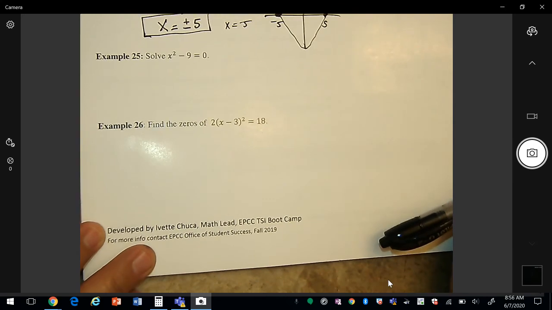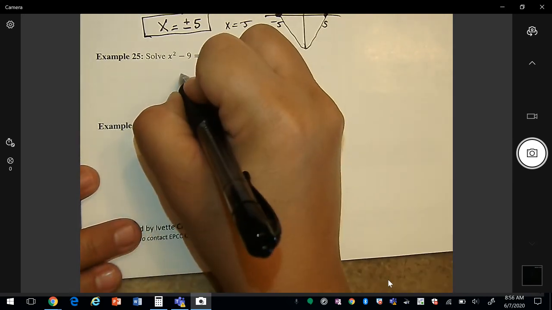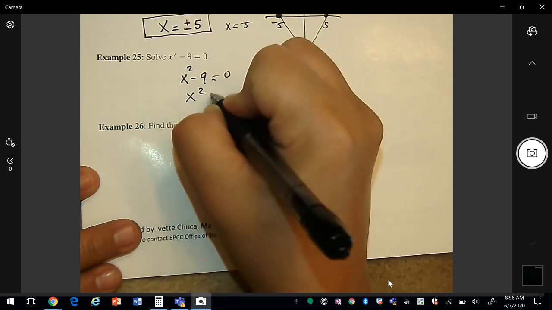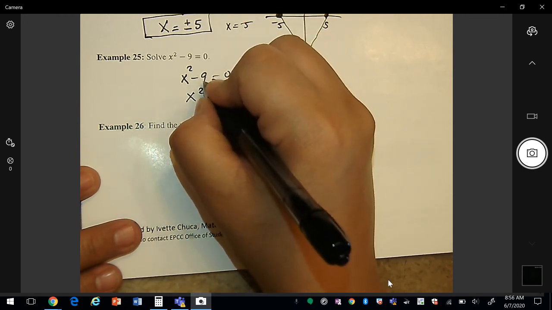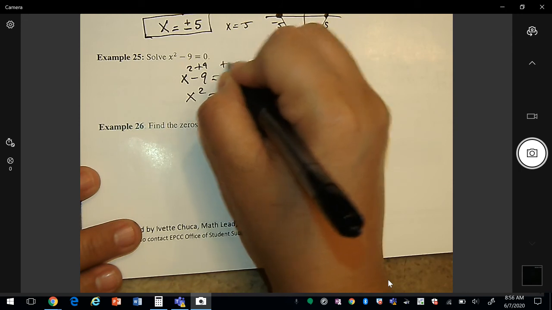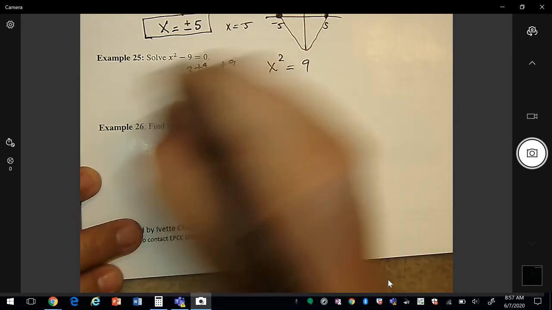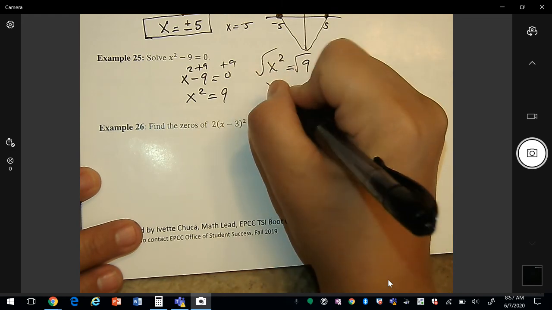The next one, solve x squared minus 9. Notice that x squared is not by itself, so first we need to isolate it. So I'm going to do that by adding 9 on both sides. So now I have x squared equals 9, and I can take the square root.